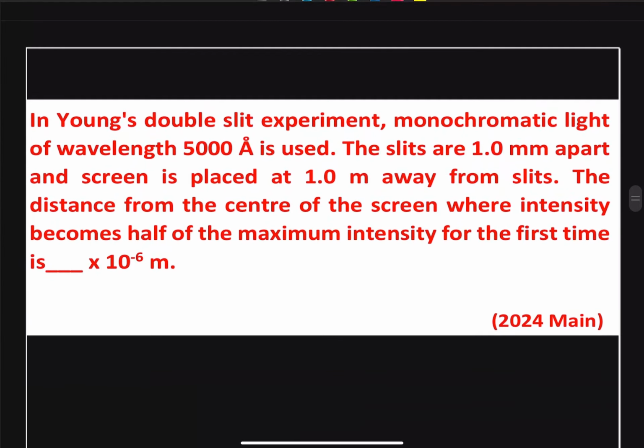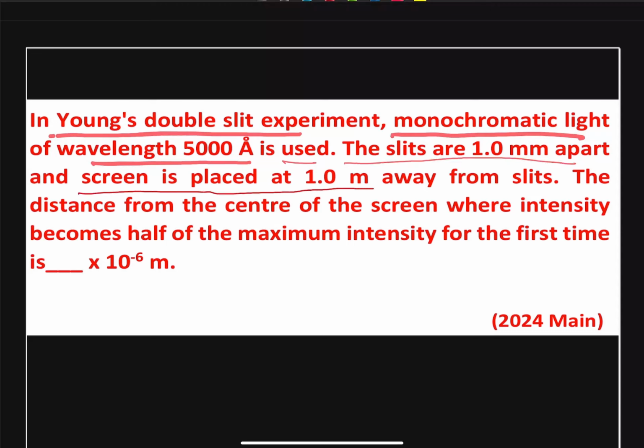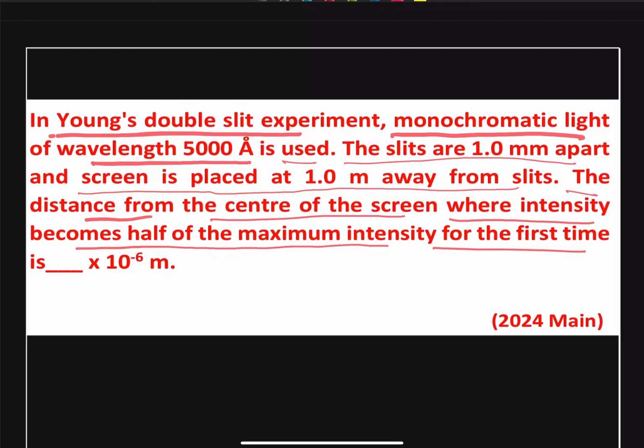Next question, and it states that in Young's double slit experiment, monochromatic light of wavelength 5000 angstrom is used. The slits are 1 mm apart and the screen is placed 1 meter away from the slits. The distance from the center of the screen, where the intensity becomes half of the maximum intensity for the first time, is. So we have to find out the distance where it becomes half of the maximum intensity for the first time.